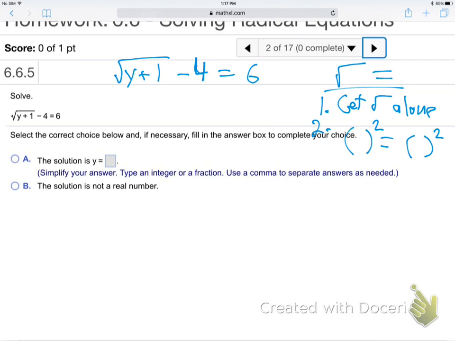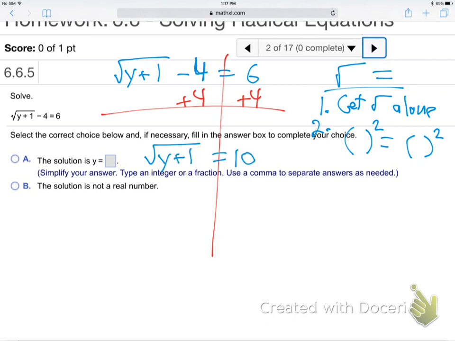You don't include the minus 4, do you? He's not in the root. So you first got to add that 4 to the other side. Does that make sense? So our first step is to add that 4 to the other side like that. And then we've got the root of y plus 1 is 10.